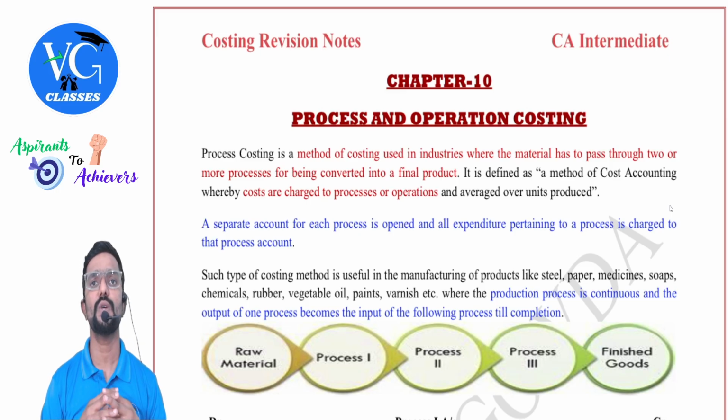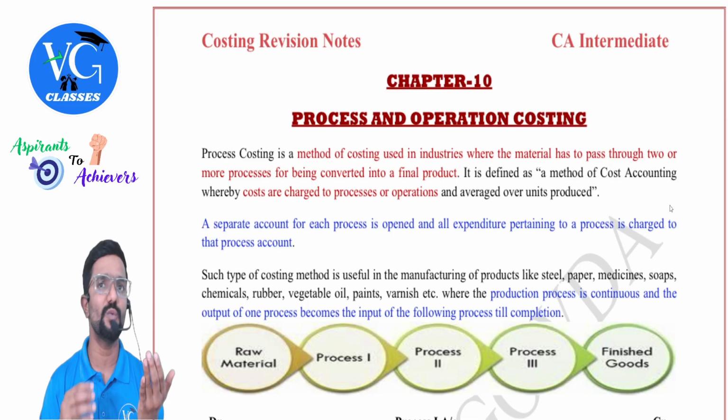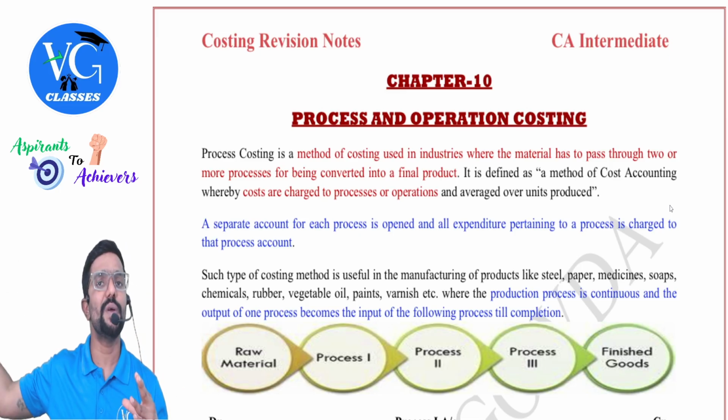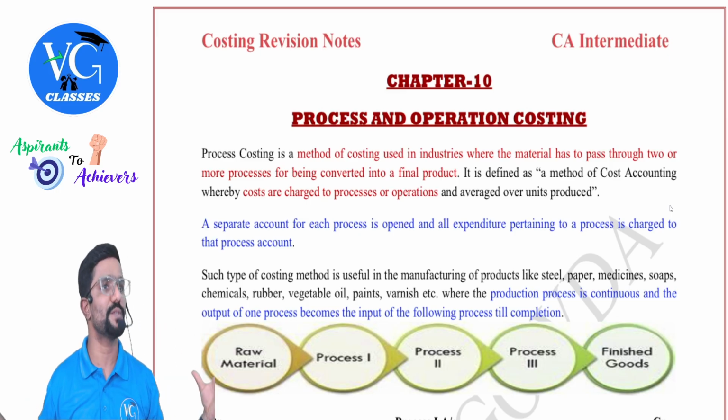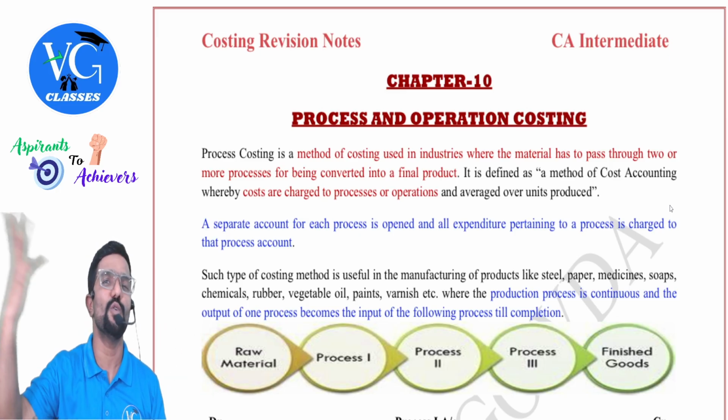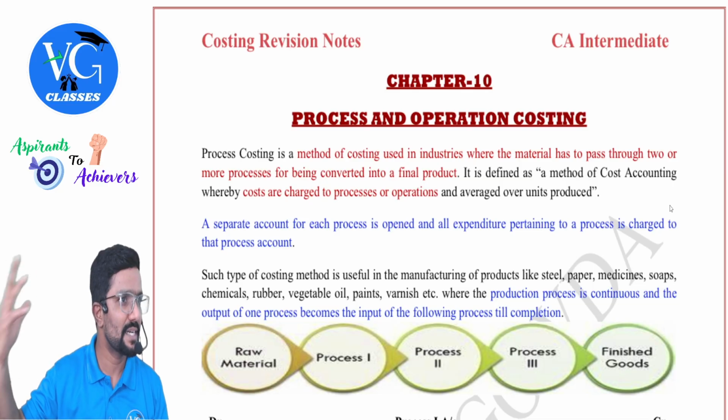In process costing, the output of process 1 will become the input of process 2. In the same way, the output of process 2 will become the input for process 3. Clear? And it has to go in a sequence. In your exam, they can ask you to prepare a process account, either one process account or multiple process accounts. Multiple means maximum 2 or 3, not more than that. Clear?